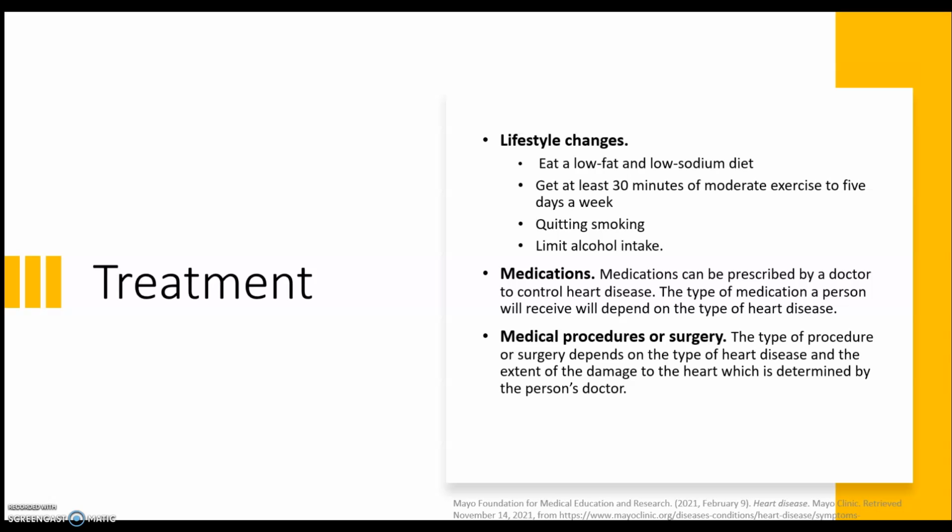Medications and lifestyle changes alone aren't always enough. Your doctor may prescribe you medications to control your heart disease. The type of medication you receive would depend on the type of heart disease. Also, medical procedures or surgery. If lifestyle changes and medications are not enough, it's possible the doctor will recommend specific procedures or surgery. The type of procedure or surgery would depend on the type of heart disease and the extent of the damage to the heart, as determined by the person's doctor. So these are most of the treatments for heart disease.